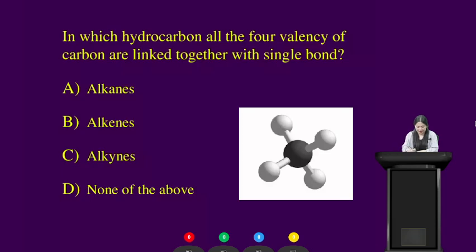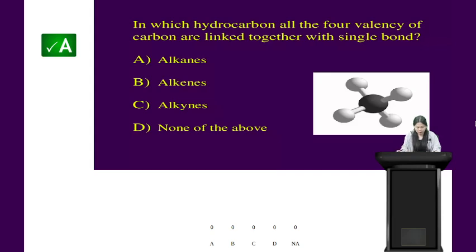Alright, students, your time is up. Yes, I can see your responses, and very good. The correct answer is option A, that is alkanes. In alkanes, the 4 valencies of carbon are linked together with single bonds. We have seen that in alkenes there is a double bond, in alkynes there is a triple bond, but in alkanes all are single bonds. So the correct answer for this question is option A.